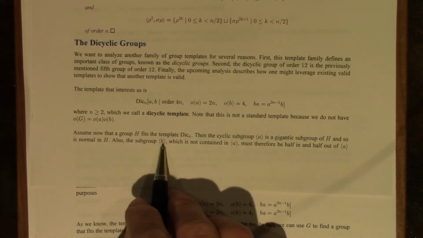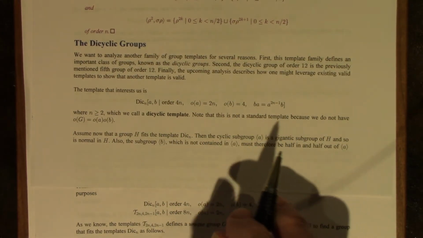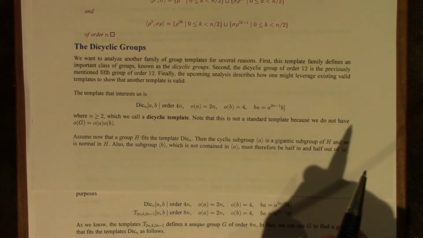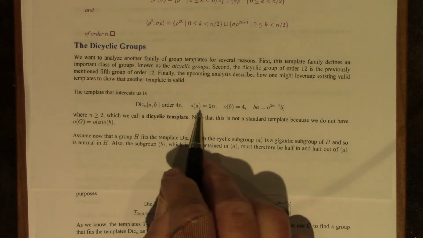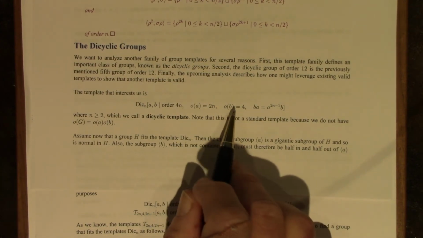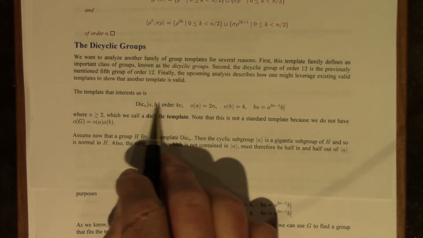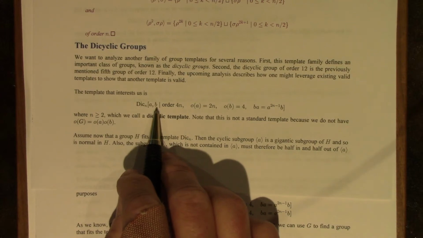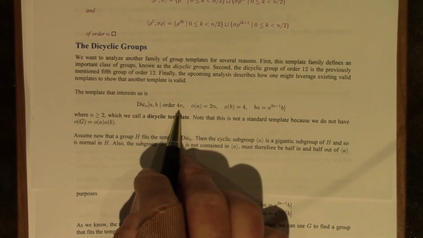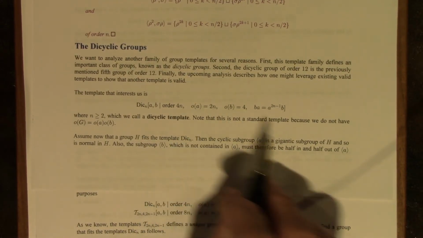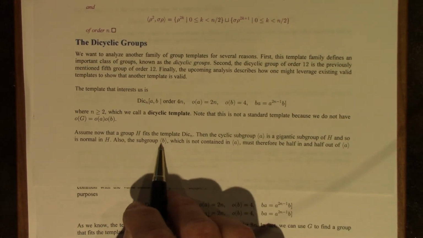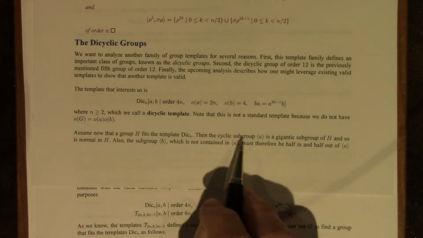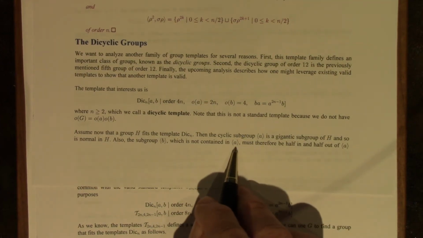The subgroup generated by B is therefore not contained in the subgroup generated by A, because then B would be an unnecessary generator, and we wouldn't get order 4n, we get order 2n. So that subgroup must be cut in half by this gigantic subgroup.